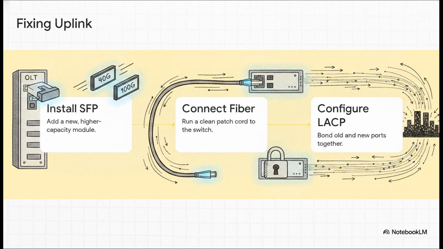We have to expand the data highway itself using a hybrid hardware and software approach. First, you physically install a new, higher capacity SFP module, like a 40 gigabit or even a massive 100 gigabit optical transceiver, right into an empty slot on the OLT uplink card. After you connect a fresh fiber patch cord over to the aggregation switch, the real magic happens in the software. You configure a protocol called link aggregation, or LACP for short. This safely bonds the old port and the new port together so they act as one single massive team. Just like that, you've instantly doubled your bandwidth capacity and totally cleared the congestion.